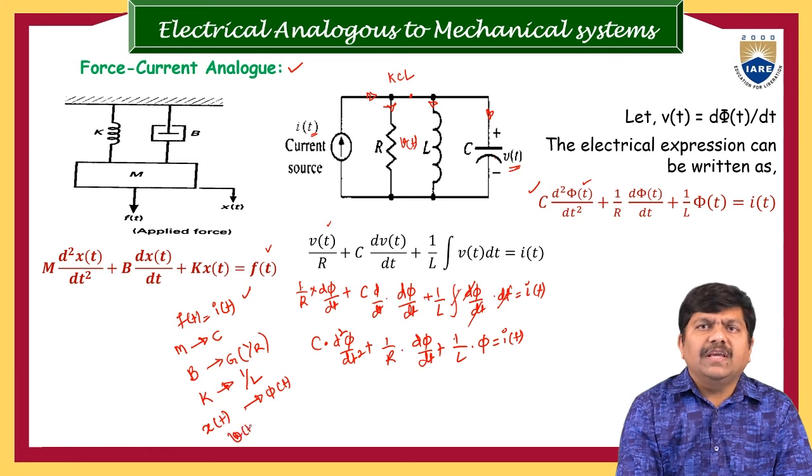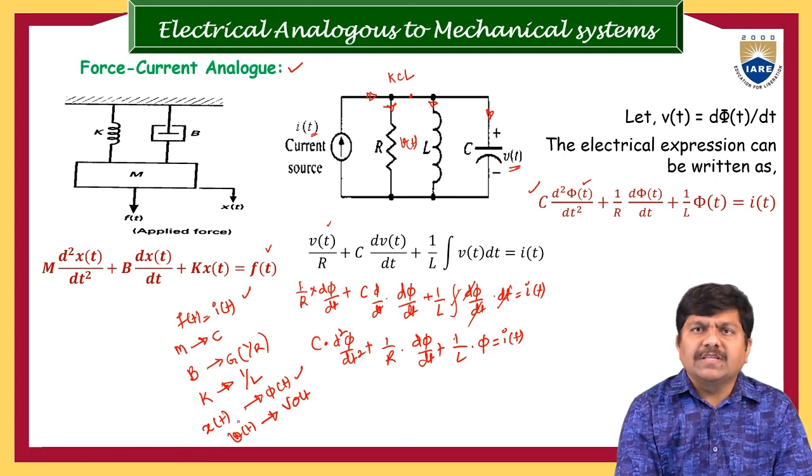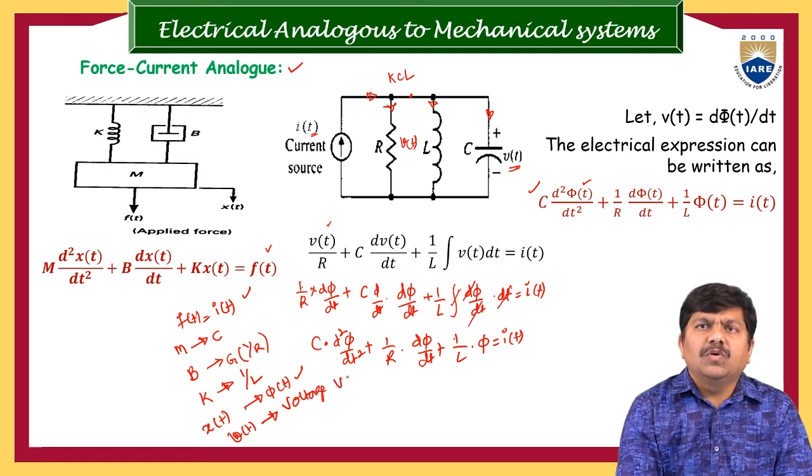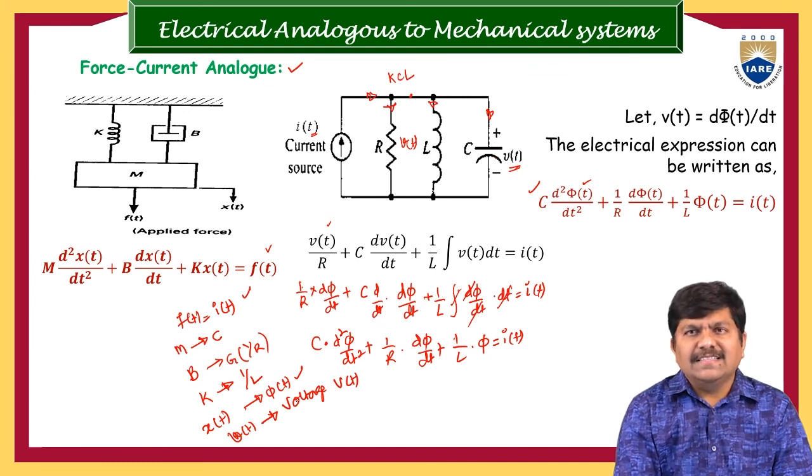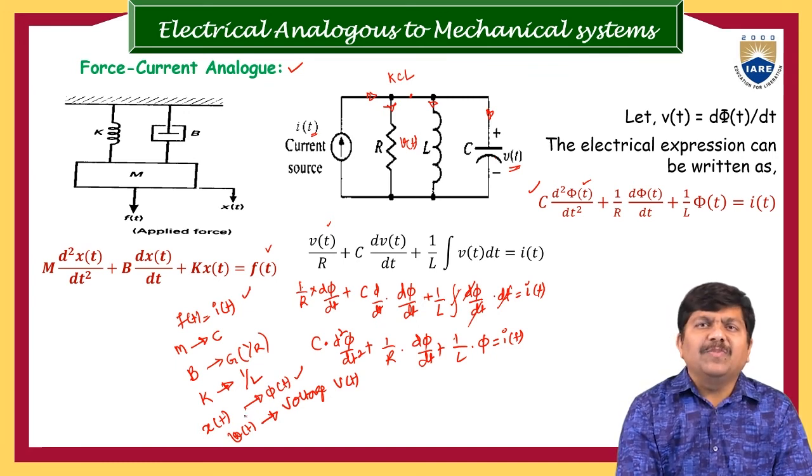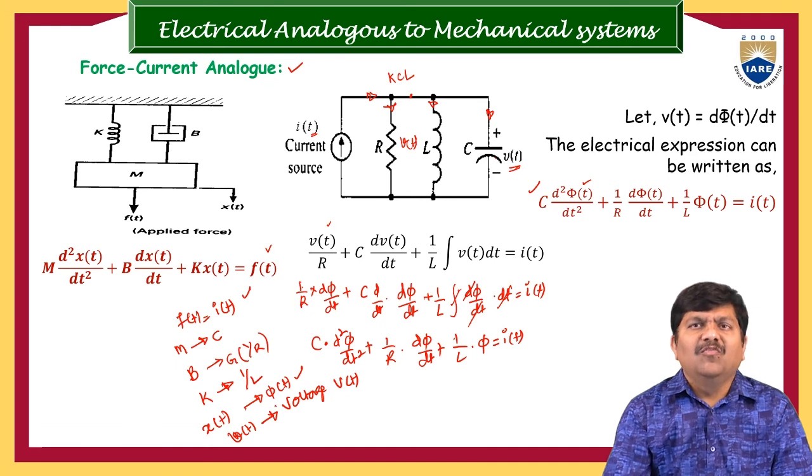So this velocity v of t is nothing but, here this is voltage, because if you apply d by dt to this expression, dx by dt, which is the velocity, is equal to d phi by dt, which is the voltage. So here both are v and v, but you have to observe sensitively the difference between which one is velocity and which one is voltage.